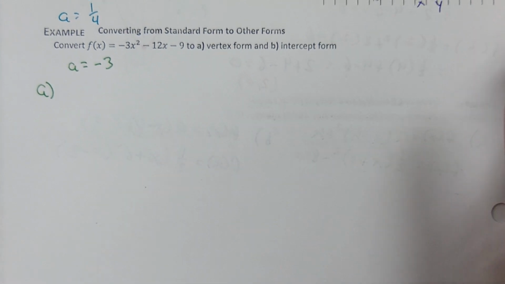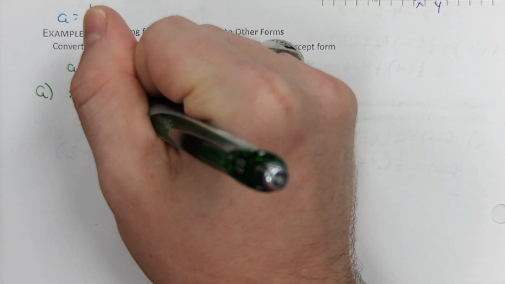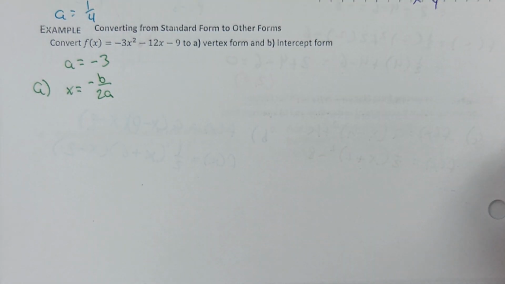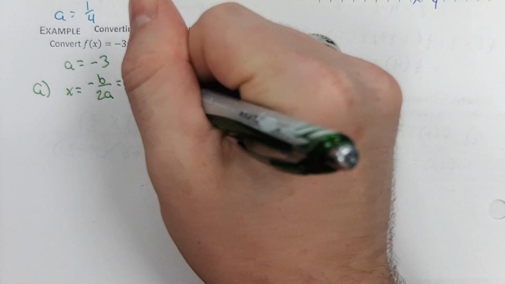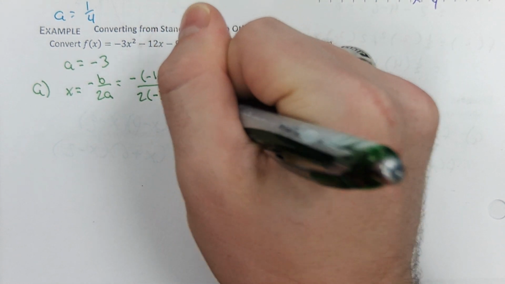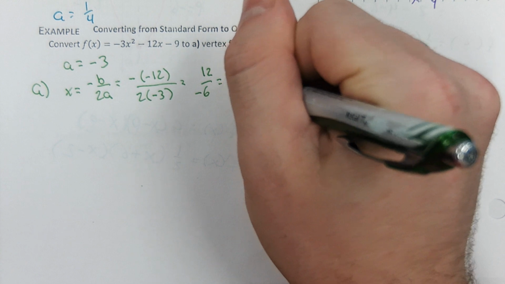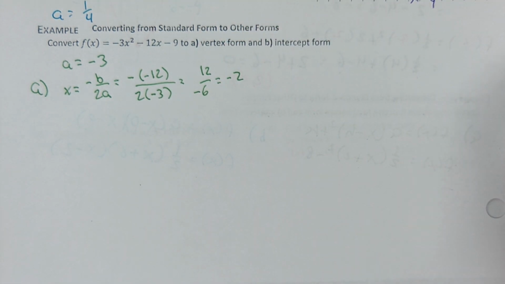But for vertex form, I clearly need to know the vertex. That means I have to find the axis of symmetry first. Negative B over 2A. My B value is -12. My A value is -3. -12 is just 12. My axis of symmetry is at x equals -2. I know half of the vertex. To get the y value, I know an x, plug it in. Right? Not too scary hard.